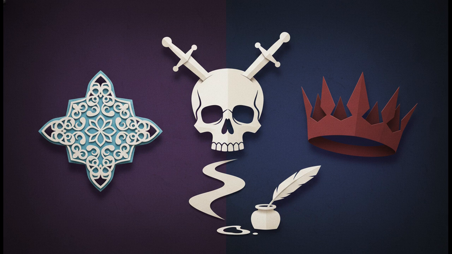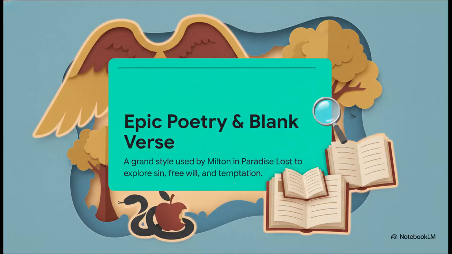Keep these core themes on your fingertips. They are guaranteed high-weighted questions. Moving to the 17th century, we meet John Milton. Epic poetry and blank verse are absolutely vital definitions for your revision.